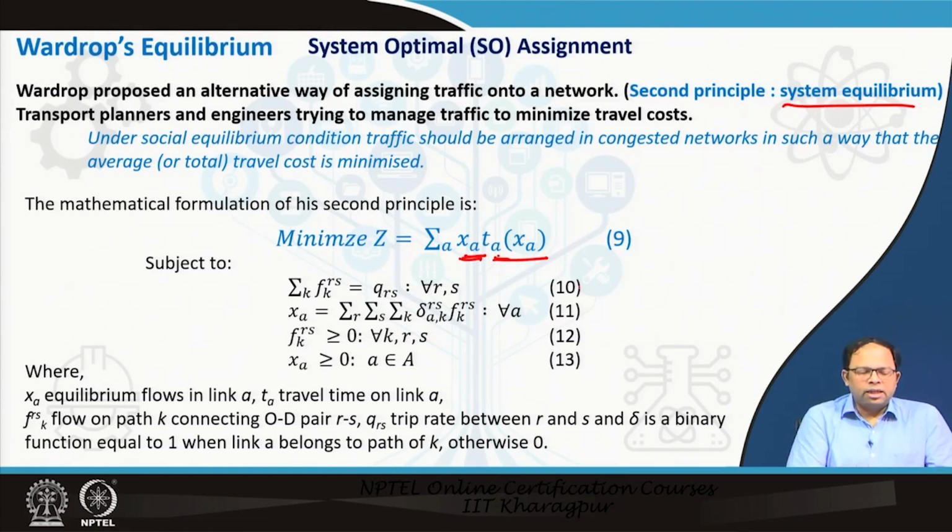So under social equilibrium or system optimal, we say that traffic should be arranged in a congested network in such a way that the average or total travel cost is minimized. That means the overall travel cost of the system is minimized, and this is a process where we do not look into every user minimizing their own travel time. That means some users have to experience more travel time compared to others, but overall the system travel time decreases. And over here we minimize x_a into t_a, which in the earlier case was just t_a for a particular link.